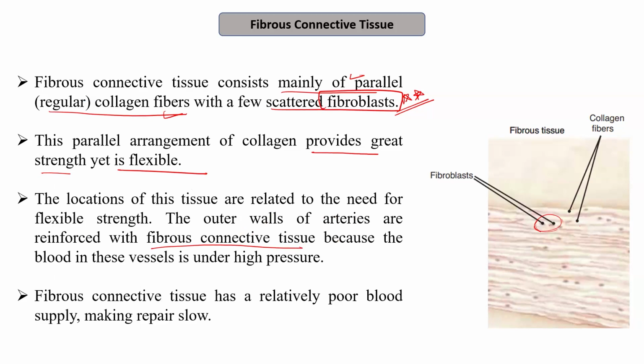These blood vessels are usually under high pressure because they have to supply blood to the organs. So the pressure is high inside the arteries, and therefore they require flexibility as well as strength to bear that pressure. Therefore, fibrous connective tissue is usually present in the outer walls of the arteries. Fibrous connective tissue has a relatively poor blood supply, making repair slow.